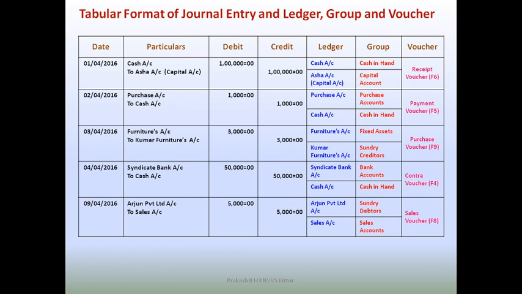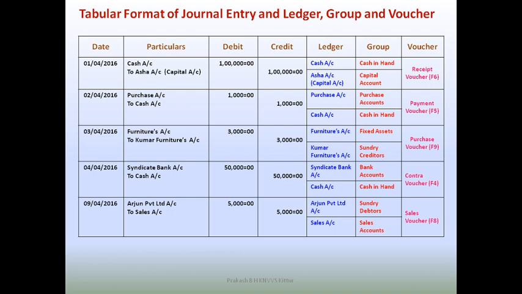On 2/4/2016 purchase account, debit 1,000 rupees, and it comes under the ledger account, that is a purchase account, and groups purchase accounts. And to cash account, so cash payment is made, so therefore the ledger account is cash account. Groups cash in hand. So the voucher being passed is the payment voucher. We purchased the goods by paying cash. So that is the payment voucher.